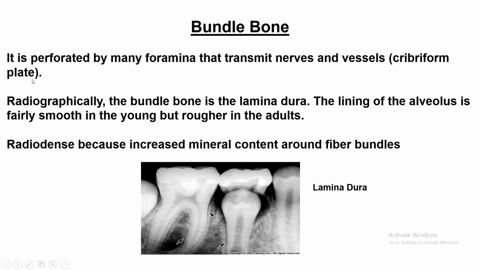But then bundle bone is perforated by many foramina that transmit the nerves and vessels, which we called the cribriform plate. Radiographically, this bundle bone is the lamina dura, a term we use in radiography. This bundle bone we call lamina dura. This lining of the alveolus is fairly smooth in the young but rougher in the adult.